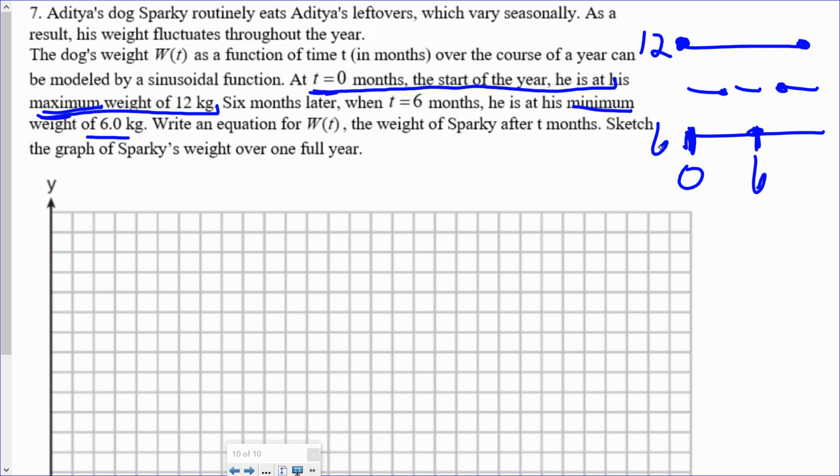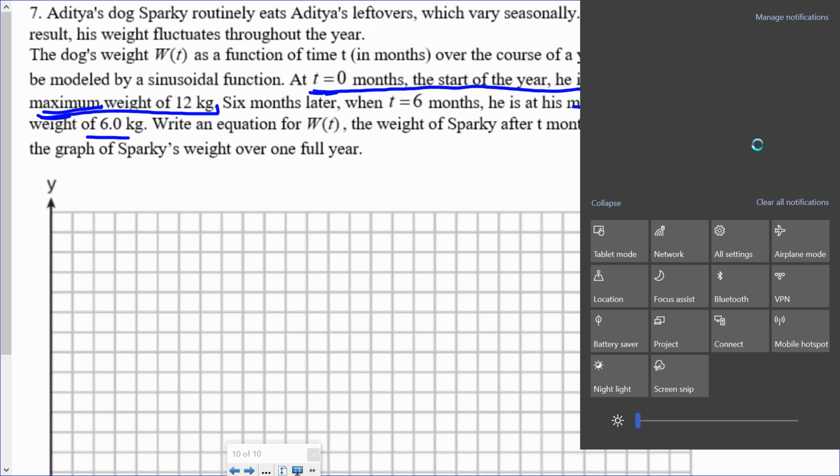Now, from here to here, this is half of a wave. If half of a wave is 6 months, then it's going to take another 6 months to get the full wave, which means the period is going to be 12. I'll say that again. From the max to the min is half of a wave. So if it's 6 months for half of a wave, double that, 12 months will be a full wave.